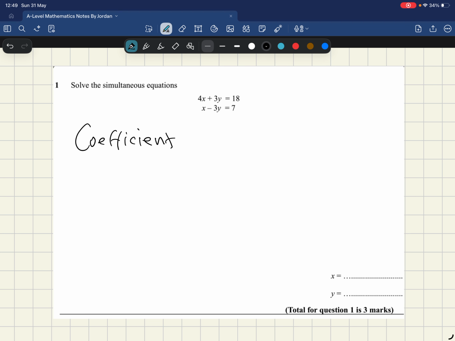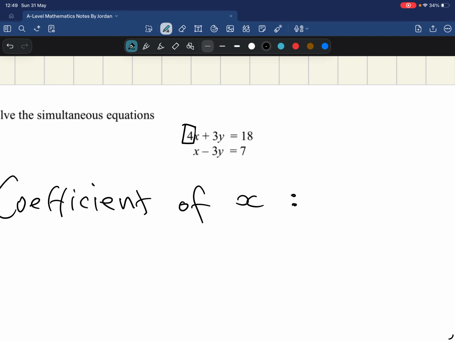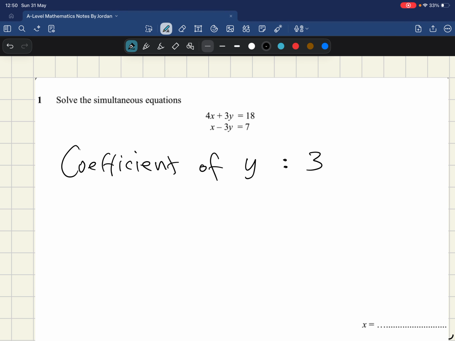Okay, so the word coefficient. If I said coefficient of x, for example, that would simply just be the number that you see in front of x. So if I look at the first equation here, you can see there's a 4 right in front of the x, and so the coefficient of x for that one would be 4. And if I instead said the coefficient of y, then that would be the 3 that you see there. Okay? So just be aware of that. Coefficient is just the number that you see in front of a term.